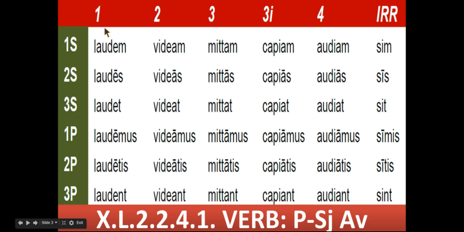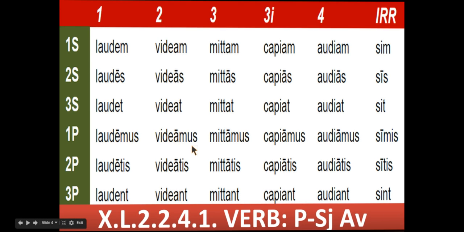It's not the perverse A, it's the perverse E. Super perverse E. Not a future, that would be laudabo, but laudem, laudes, laudet, laudemus, laudetis, laudent, versus videam, videas, videat, videamus, videatis, videant.